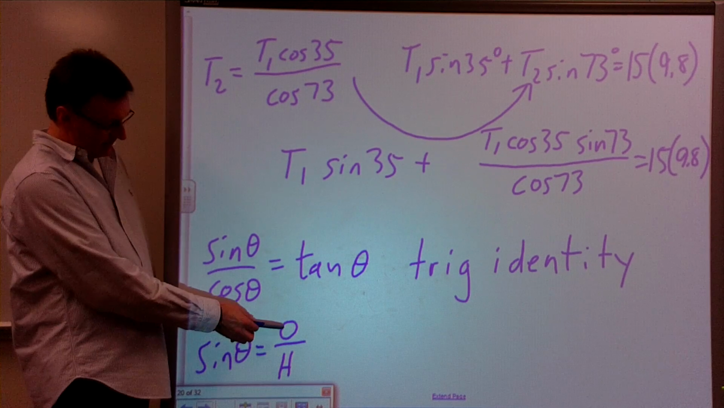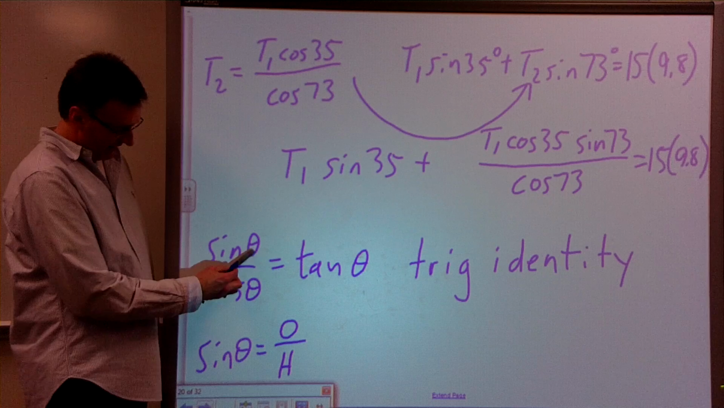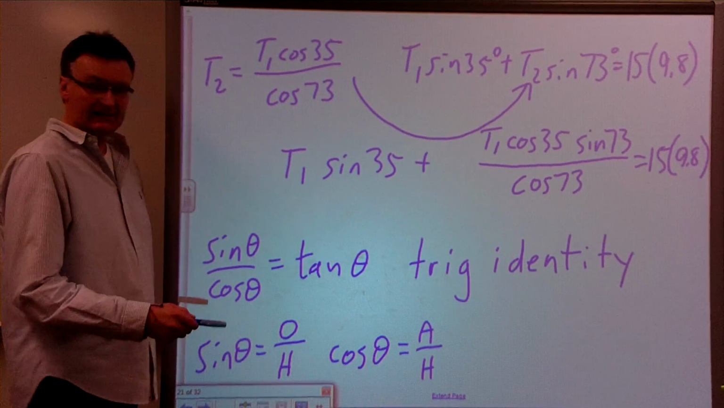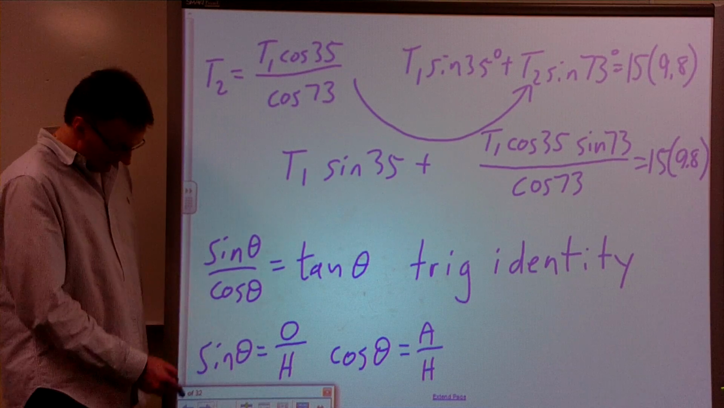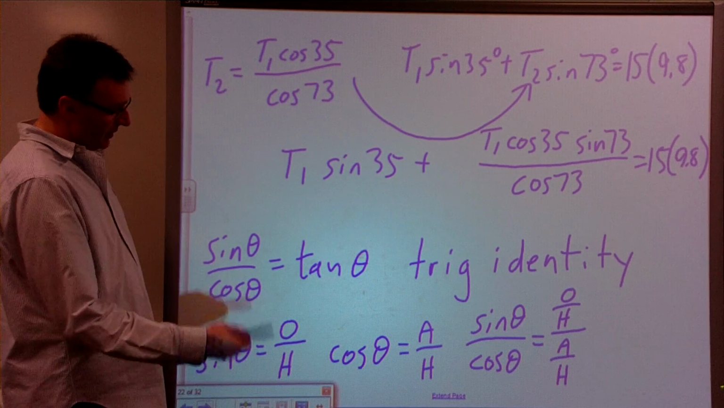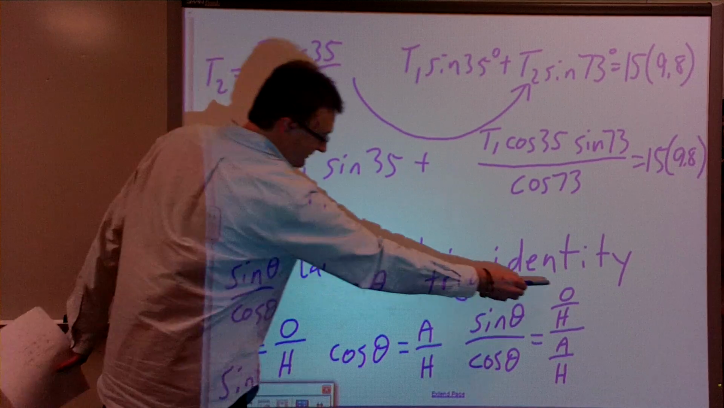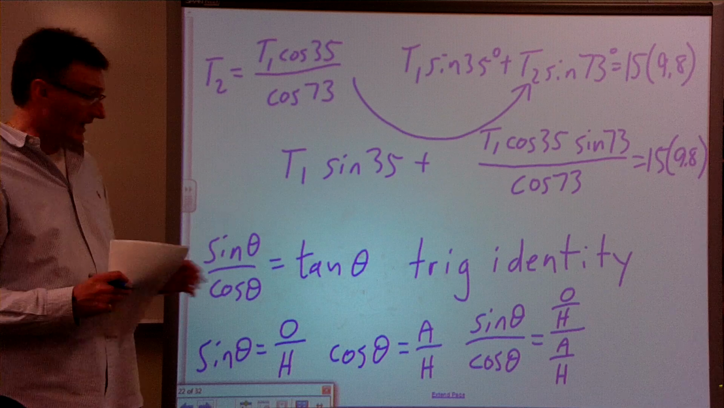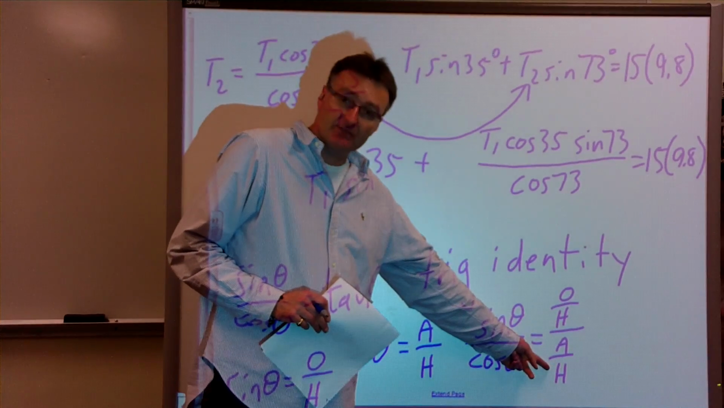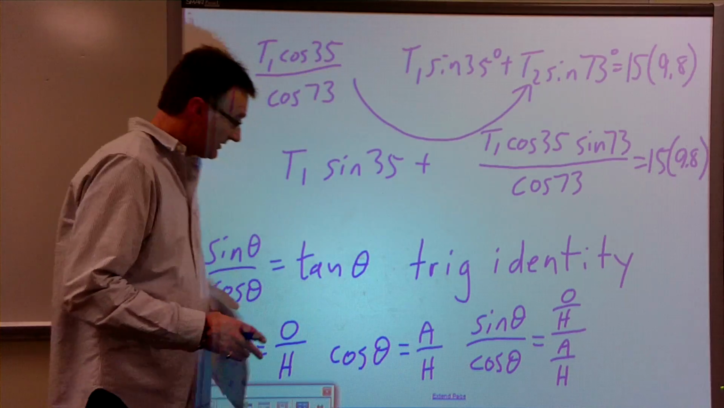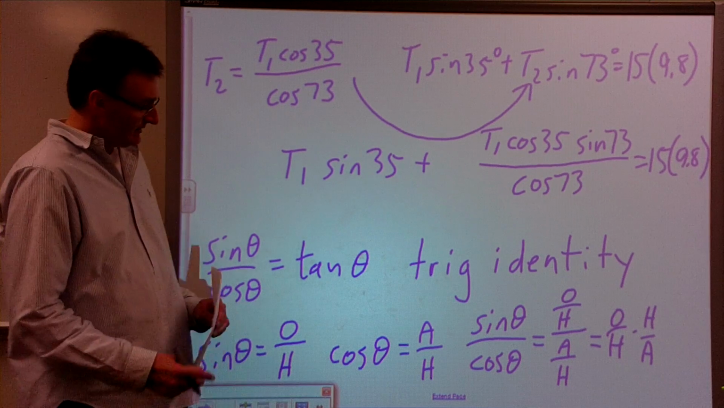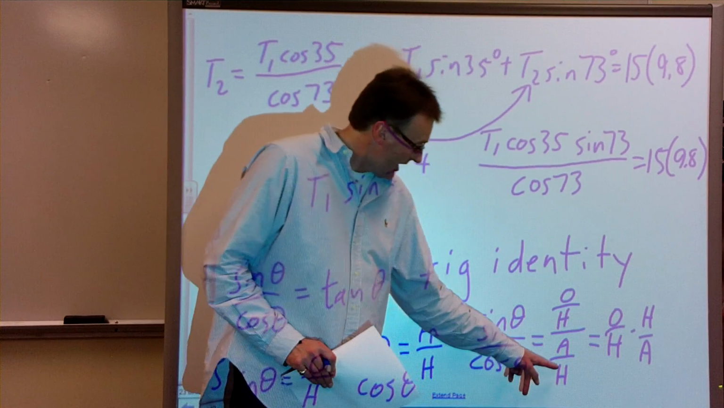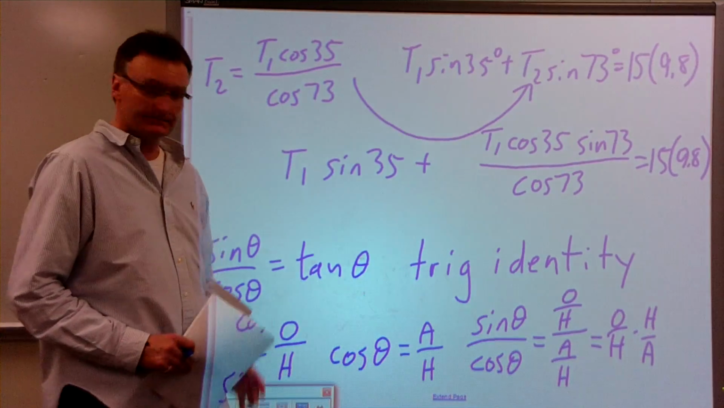So if sine theta equals opposite over hypotenuse, okay, that's sine theta, the opposite side over the hypotenuse, and cos theta equals the adjacent side divided by the hypotenuse, well, then sine theta divided by cos theta equals opposite over hypotenuse divided by adjacent over hypotenuse. Now, anytime that you divide by a fraction, you multiply by the reciprocal. So I'll write that down there. So now we're going to multiply by the reciprocal. So we have opposite over hypotenuse times hypotenuse over adjacent, like so.